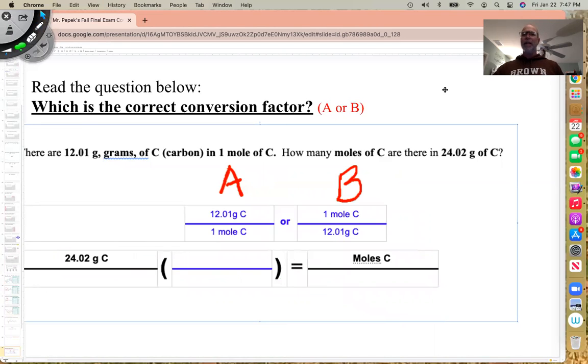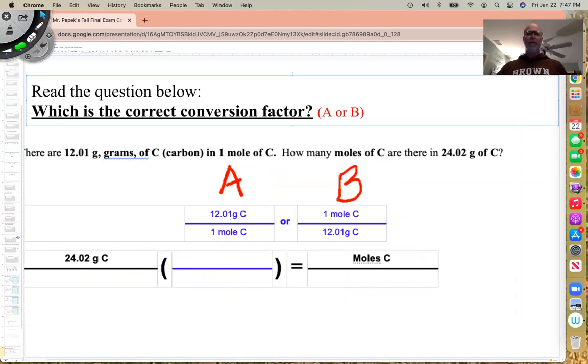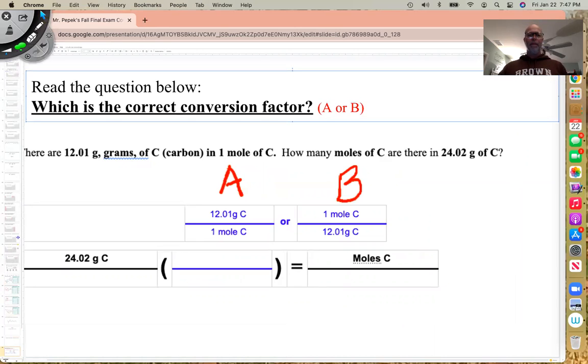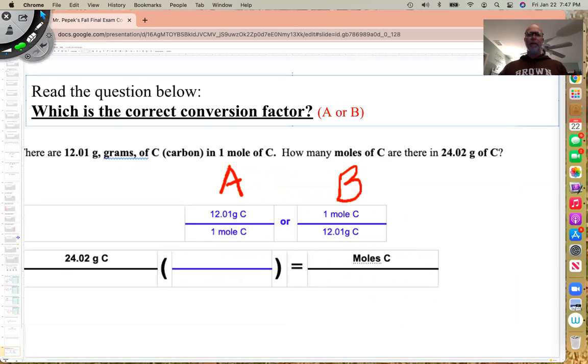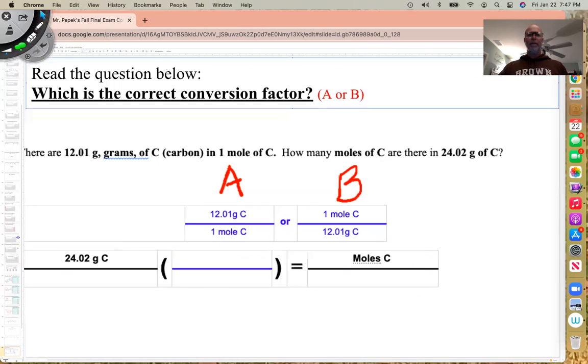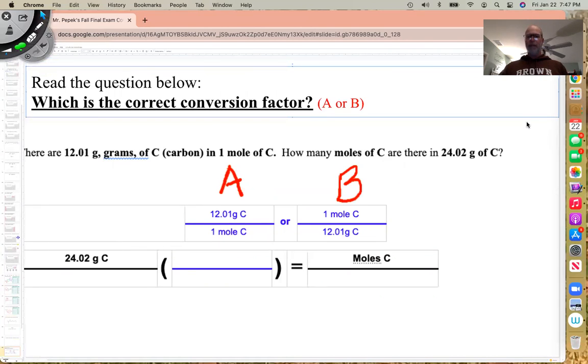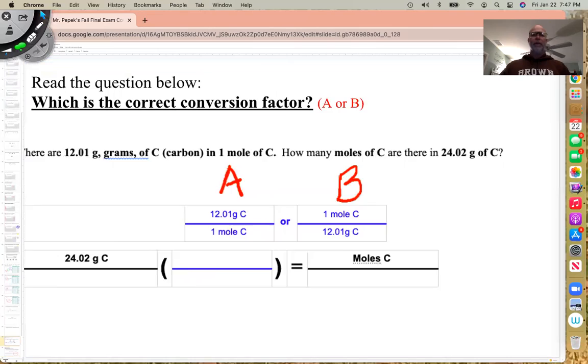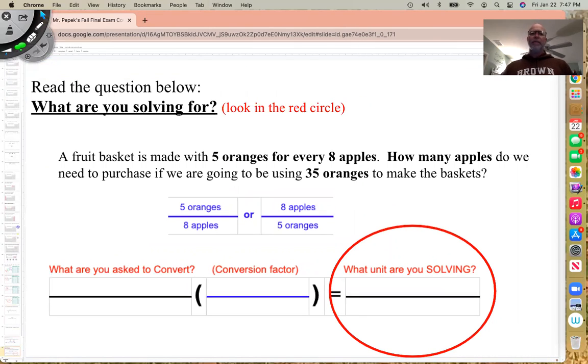All right, let's take a look at the next one. Oh, I was clicking the wrong place. There we go. So the next question says, we're going to read the question below. And I want to know, what are you solving for? So what are you trying to find in this question, ladies and gentlemen?